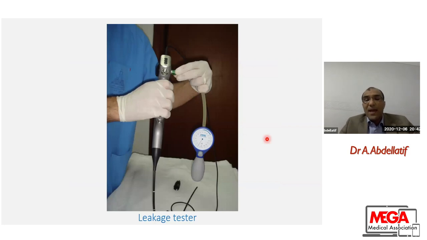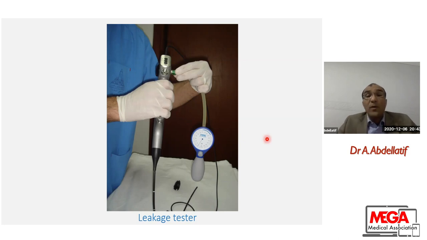Ideally, I have to do this test before using the fibroscope on a patient or before going to the sterilization solution. Because if there is any leakage in the inside system of the shaft and I put secretion inside, it will go to the light cable, it will go to the angulation wire, and more damage will occur.